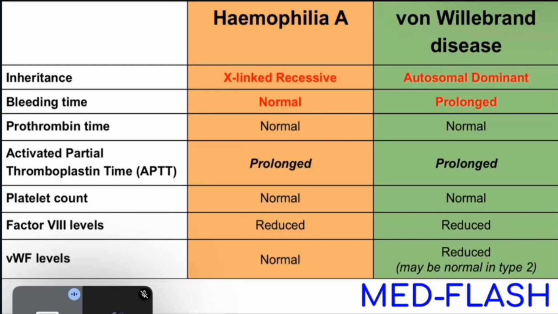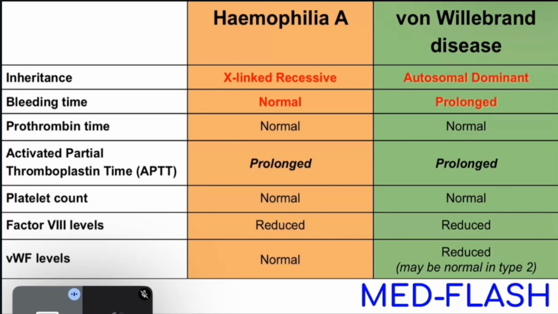Inheritance is different for both of these conditions. You can see an X-linked recessive condition for hemophilia A, whereas in von Willebrand disease, you see an autosomal dominant condition. Bleeding time is normal in hemophilia A, whereas it is prolonged in von Willebrand disease. Prothrombin time is normal for both of them, and APTT is prolonged for both of them. Since bleeding time and APTT are both prolonged in von Willebrand disease, and in hemophilia A you have an isolated APTT elevation, but since bleeding time has been discontinued nowadays, they won't be giving you bleeding time in the question.